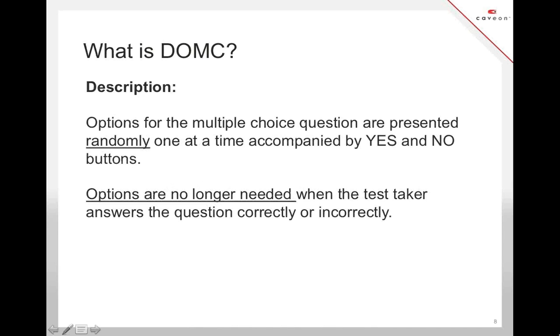Okay, so what is a little bit of the overview? What is discrete option multiple choice? Well, as a description, and it's tough to describe completely, but I've tried to do it in a couple of sentences. Options for the multiple choice question are presented randomly, one at a time, accompanied by yes and no buttons. The test taker is expected to respond yes or no as to whether the option presented is a correct one or an incorrect one. Options are no longer needed when the test taker answers the question correctly or incorrectly. So the item ends when it's right or wrong. That's the basic functionality of the discrete option multiple choice.